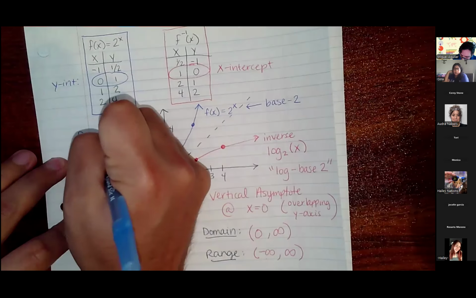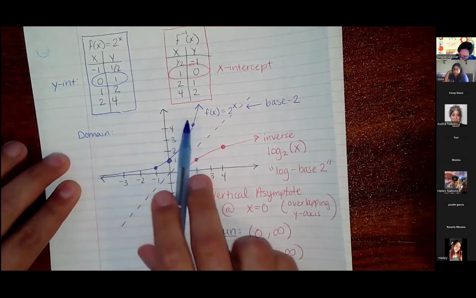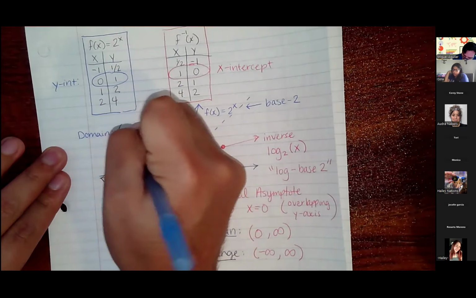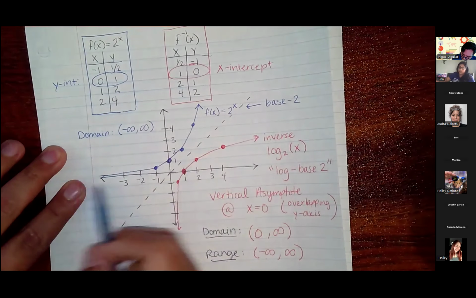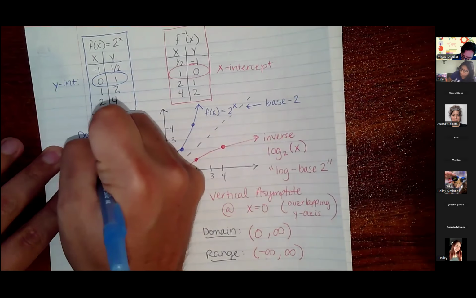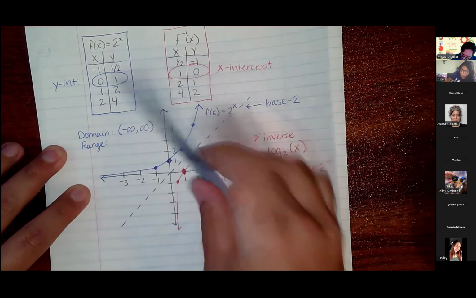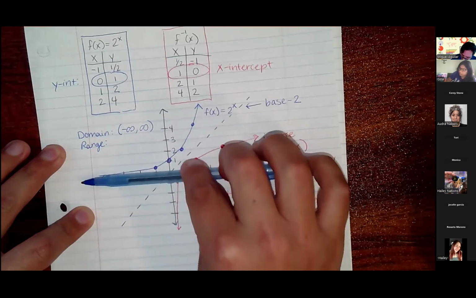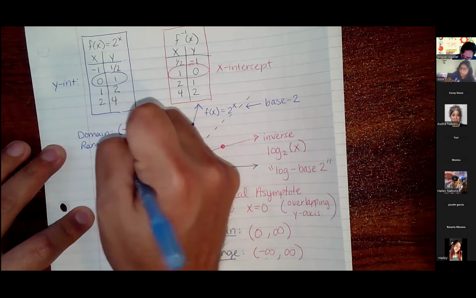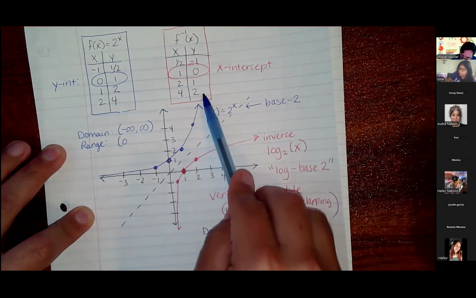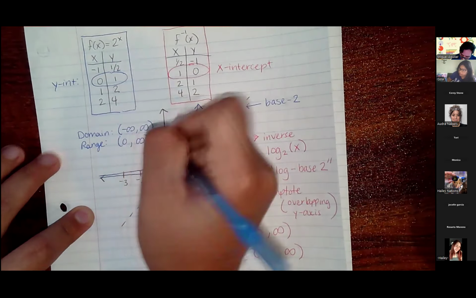So the domain of this function goes from negative infinity to positive infinity. And the range of the exponential, well, the bottom of this graph starts at a y value of 0, and then the graph goes up towards positive infinity.